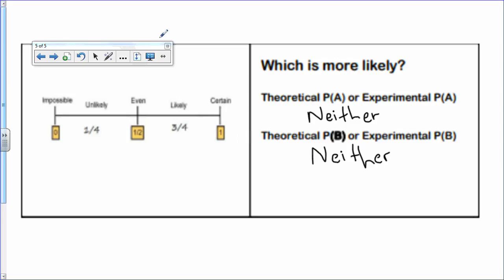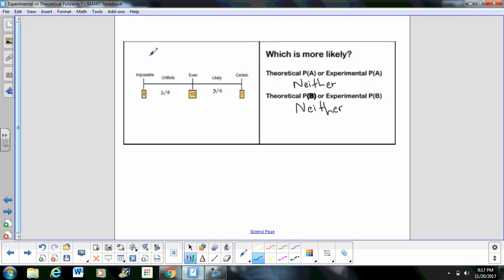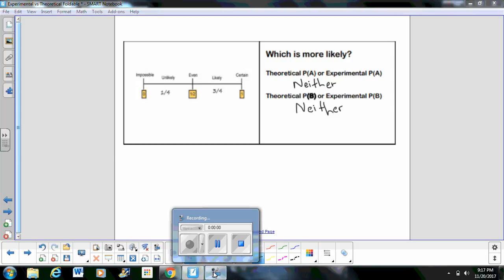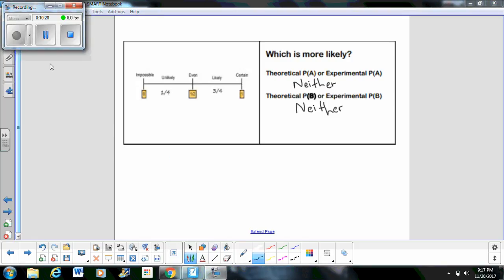So now that you are done watching the video, the next thing that you need to do is get an activity where you're going to spin a spinner and roll a dice electronically to come up with some experimental versus theoretical probabilities. If you and another person in the room is done, you can both work together on the activity, but you both have to be done with the video.